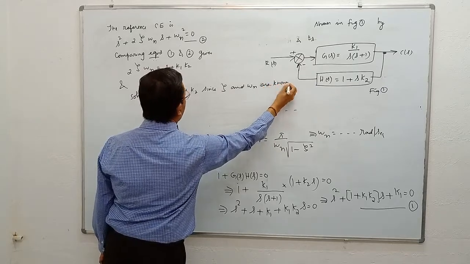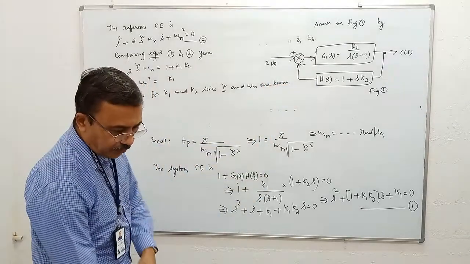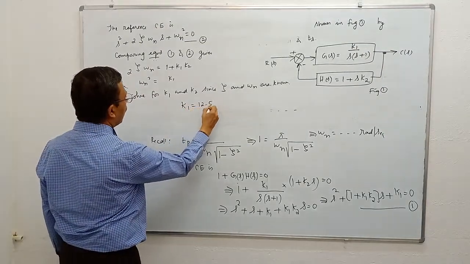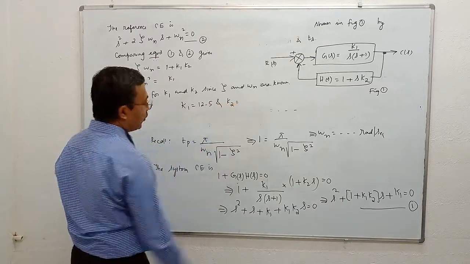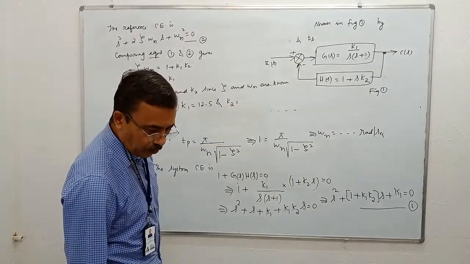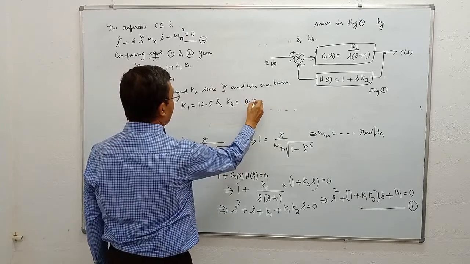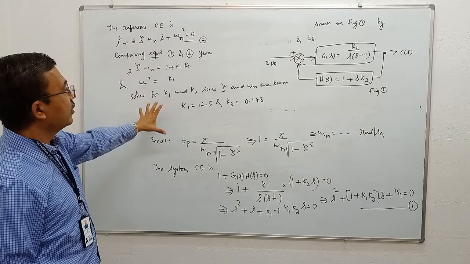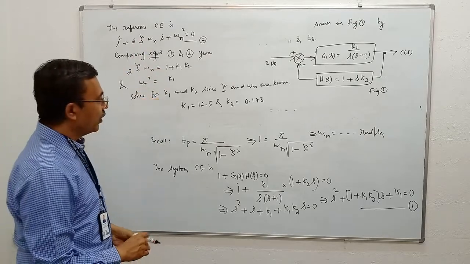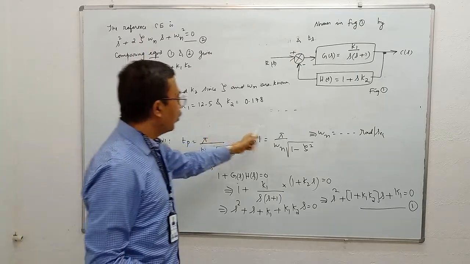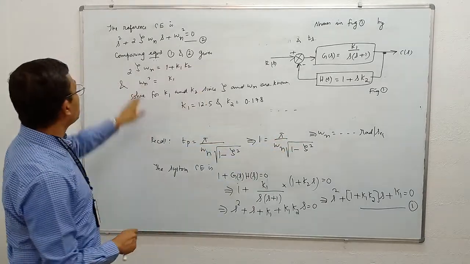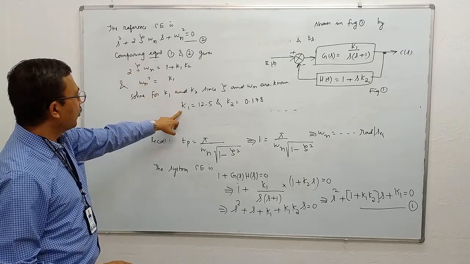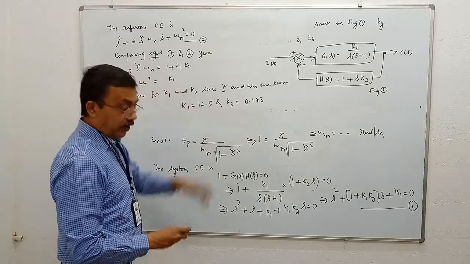I have given you the procedure. The answers also I will give you. K1 equals 12.5 and K2 is equal to 0.178. Please check these answers. The procedure is correct, but please cross check the answers. The values of zeta and omega n you have to find. Substitute those values in these two equations and solve for K1 and K2. This is the answer for K1 and this is the answer for K2.